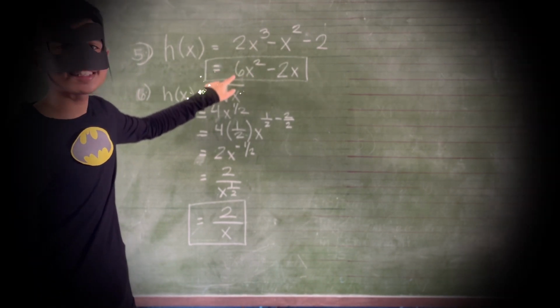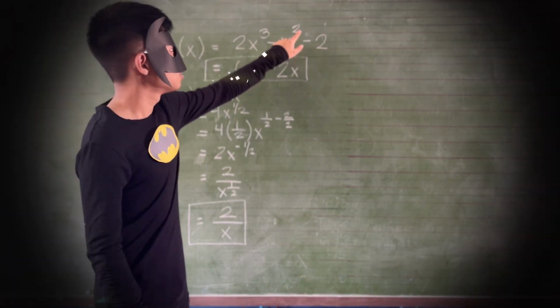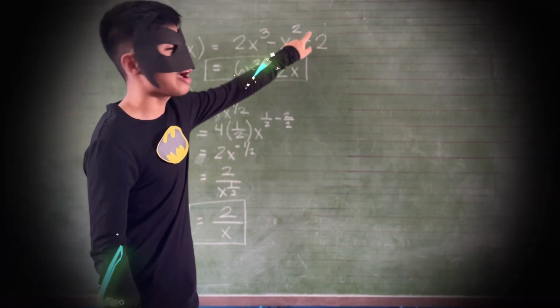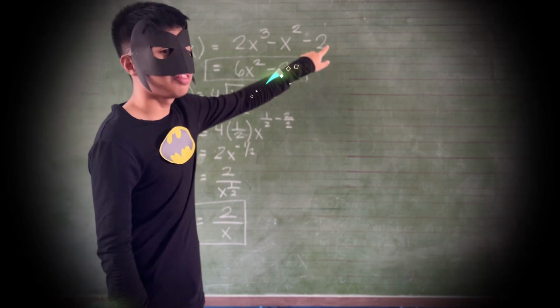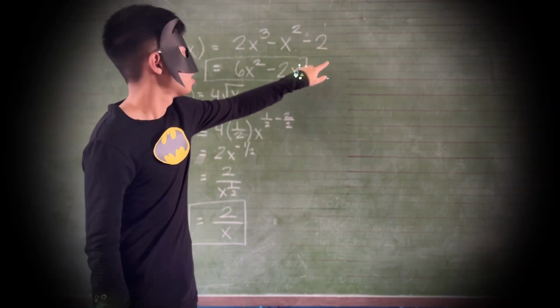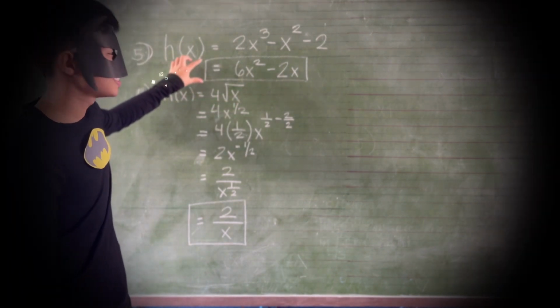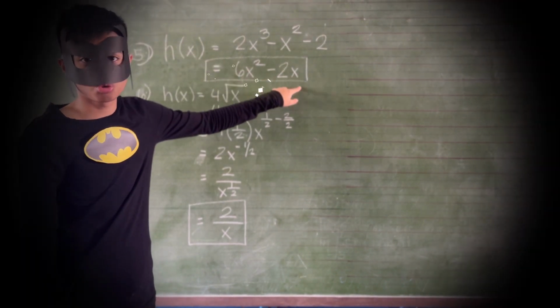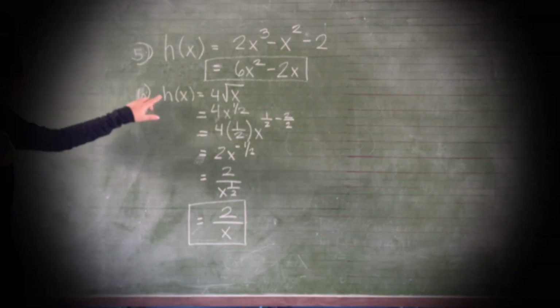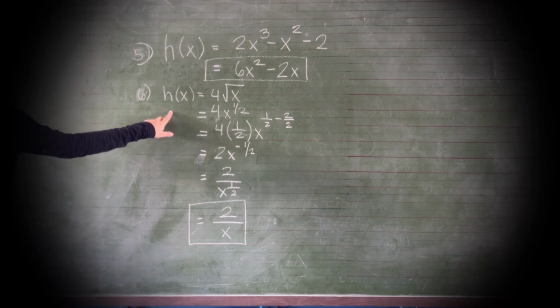So we have 6x squared. Now, 2 times negative 1 is negative 2 and 2 minus 1 is 1, so x. While this constant, since it's constant, this will become 0. So our final answer is 6x squared minus 2x. Understood, Diane? So now, let's proceed to the next problem or last problem.